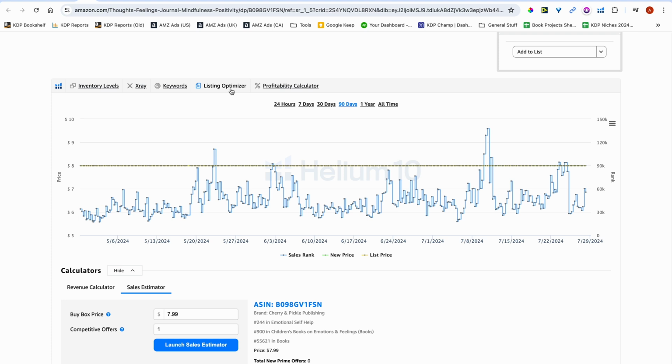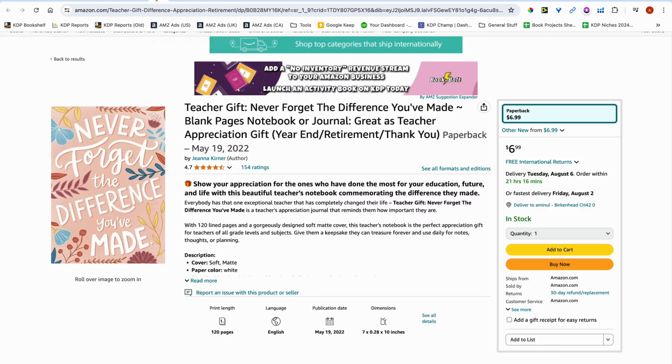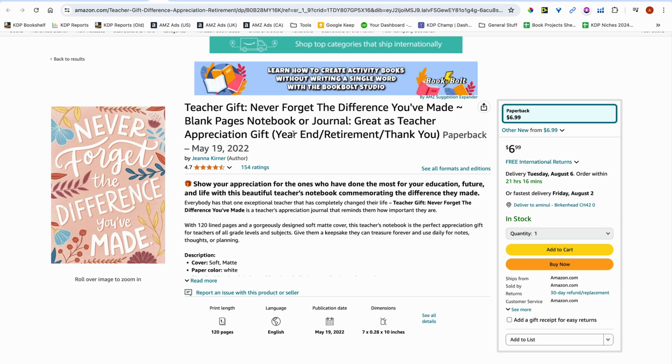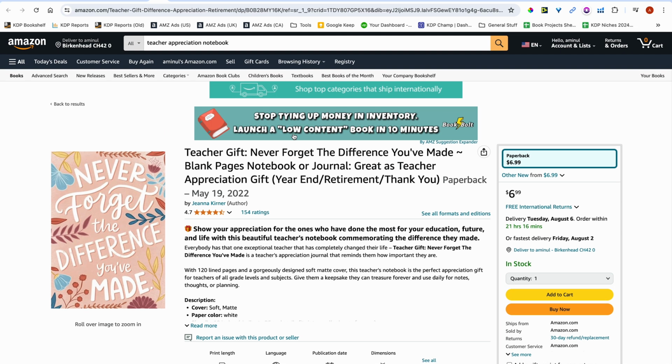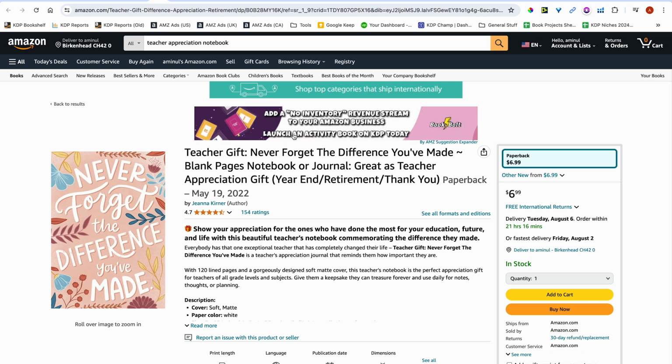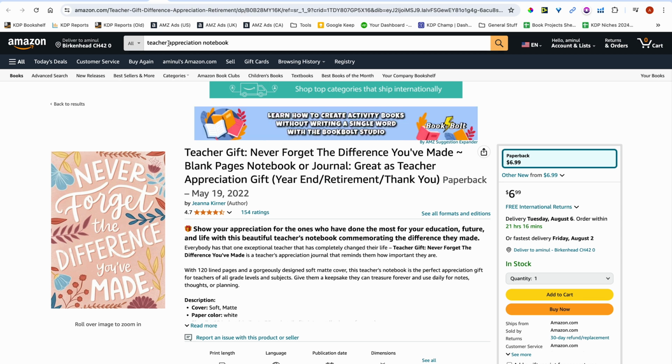The second way is to check for seasonality. For many types of books, it's quite obvious that a book is seasonal, such as a Christmas coloring book or a Halloween activity book. However, for other types of books, it's not so obvious. And an example of this would be a teacher appreciation notebook.